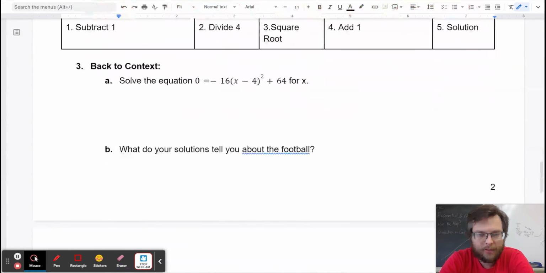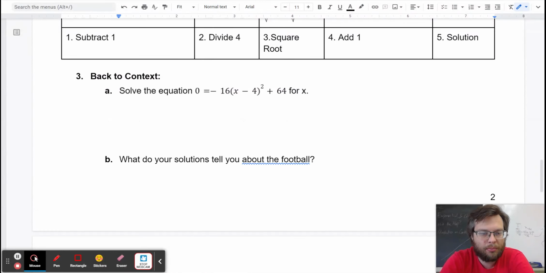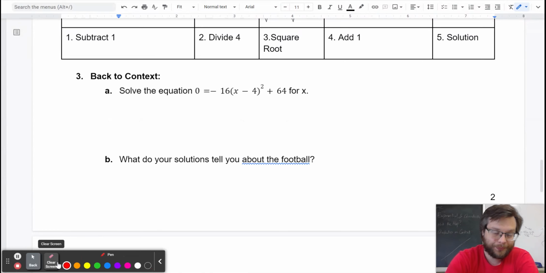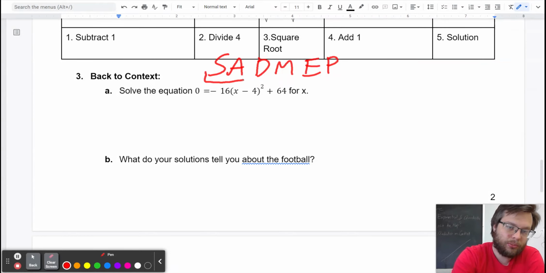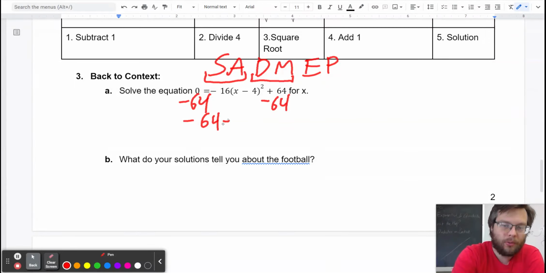Then down here at the bottom, this is the new type of equation that we're going to practice solving this unit. And the way you want to solve it, remember the order is our good friend SADMAP that I brought up way back in the fall. First step is to try to subtract or add. So I'll go minus 64. Second step is going to be to divide or multiply. So after I subtracted, here's where I'm at.